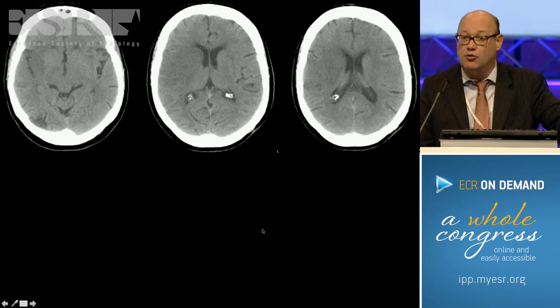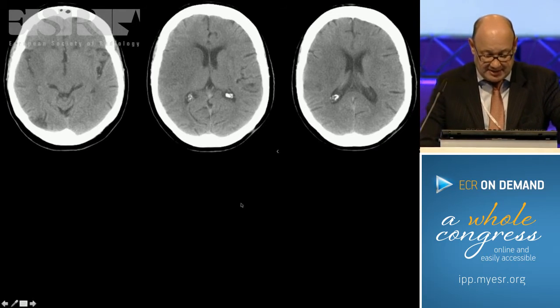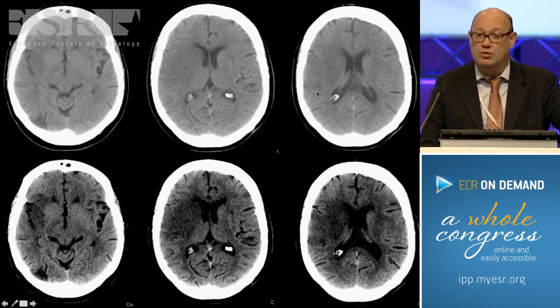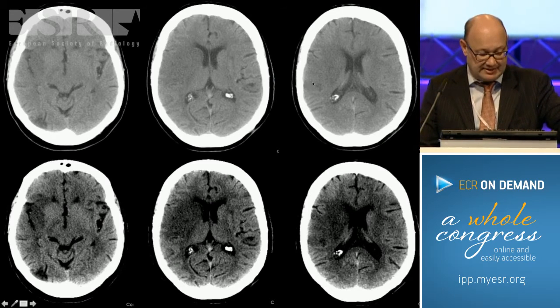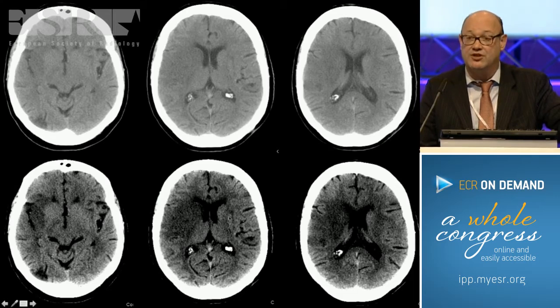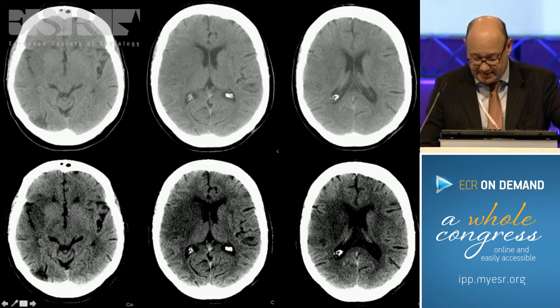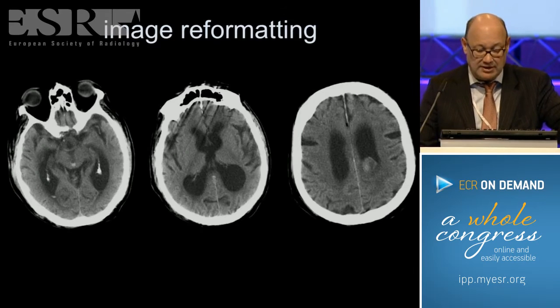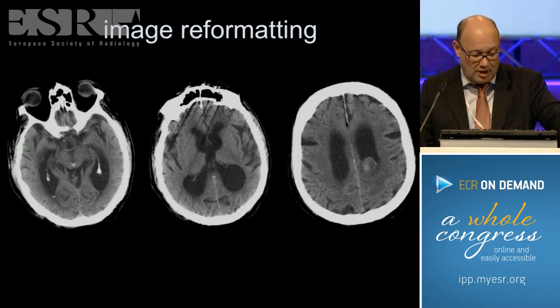This is a case of a woman who presented with aphasia, and this is the CT scan that was performed. If you adapt the window settings to a narrow window setting to look for stroke, I think it's clear to everyone that this ischemic lesion in the right cerebral hemisphere is much better appreciated than when looking at the standard window settings.